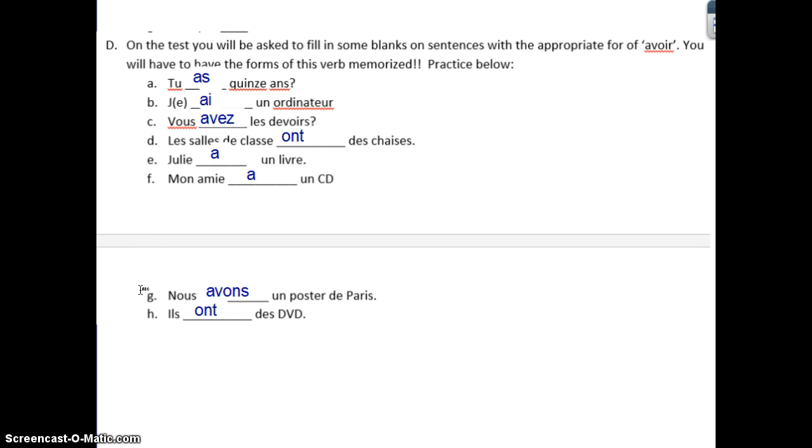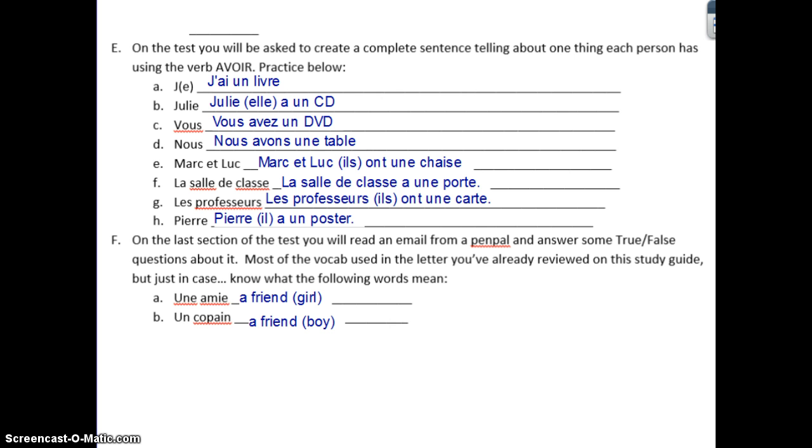Whenever you get to the back of your paper, the nous form is avons. Nous avons un poster de Paris. We have a poster of Paris. And ils ont des DVD. The ils form of avoir again is ont, for they have some DVDs. So study those forms of avoir because they come in handy not just on Part D, but also in Part E. On Part E, you have to write your own sentence off the top of your head.